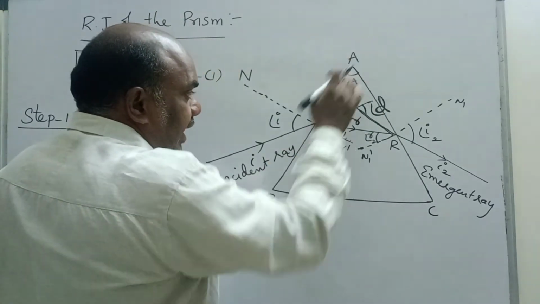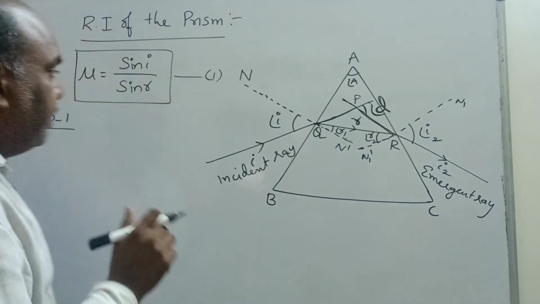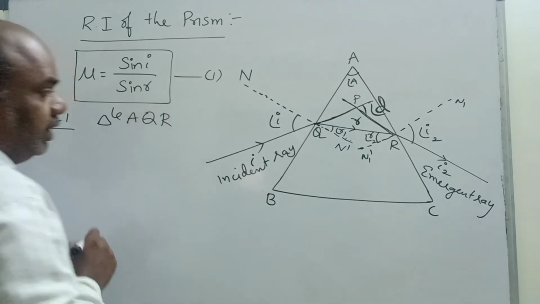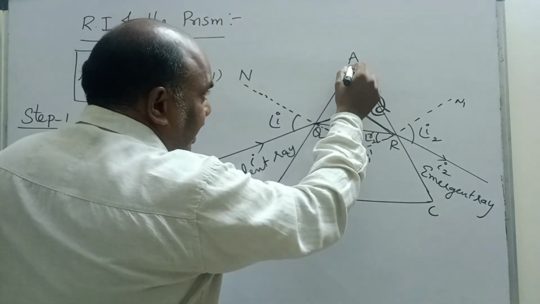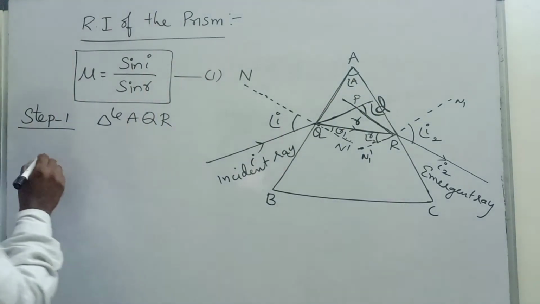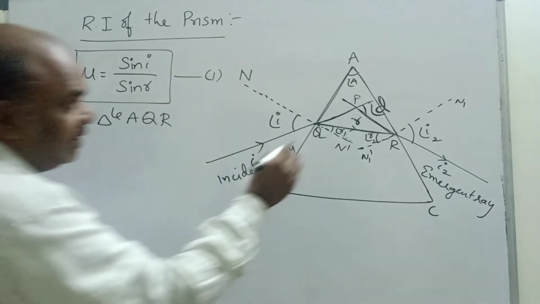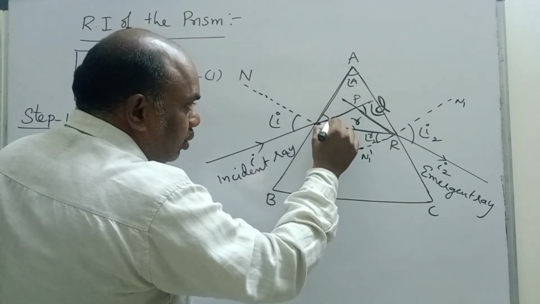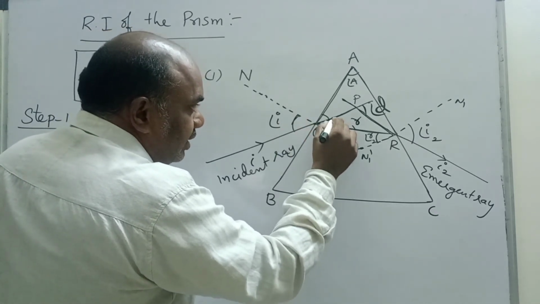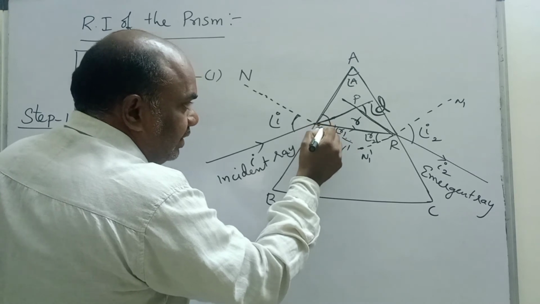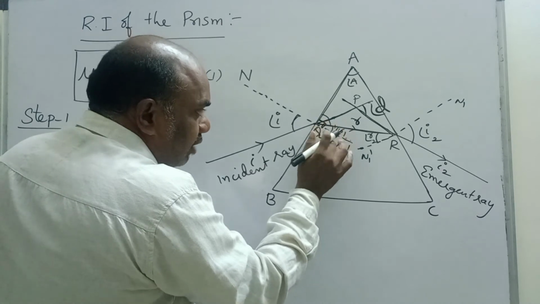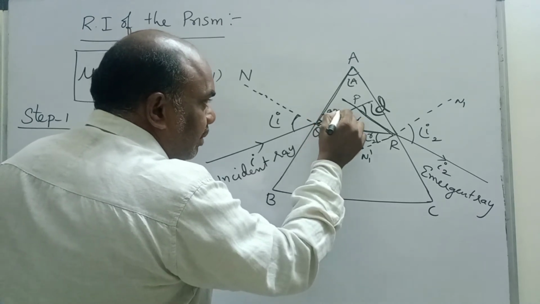Observe carefully, children. I am taking the AQR triangle first. We know that the sum of angles in a triangle is equal to 180 degrees. Angle A plus, what is this angle, children? I want only this angle. If it is angle I, this also is angle I. This total is 90, but an extra R1 is there. So this angle will be 90 minus R1.